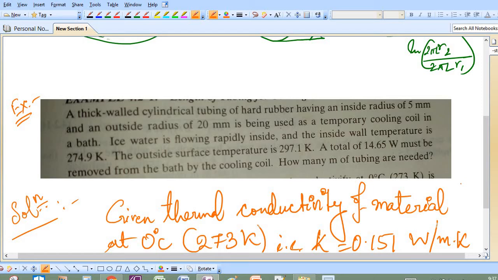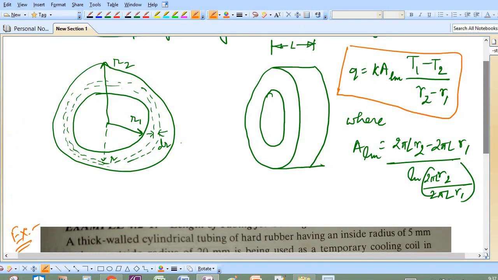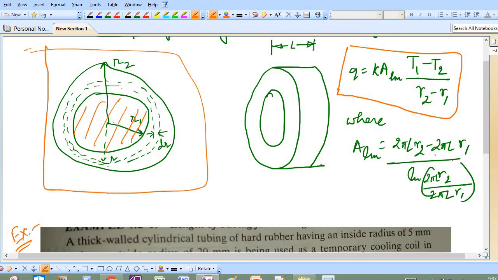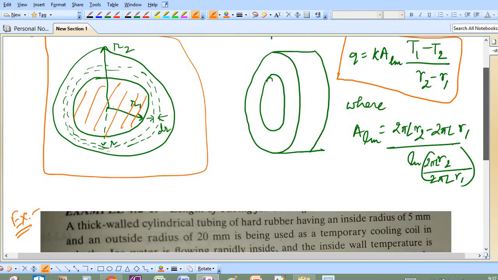So basically, what is happening is that the ice water is flowing inside the rubber tubing, which is inside a bath. Inside this region our ice water is flowing, and this is the whole system that we can consider. This whole complete system is put in a bath. So we need to cool the bath. For that, the outside temperature is greater and the inside is less, so in our case T2 is greater than T1.